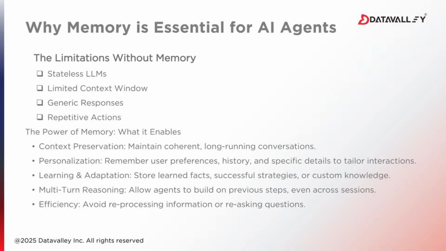Let's begin. Why is memory essential for AI agents? Here, when we talk about limitations, what if there is no memory for agents? Once there is no memory, no data from the internet, then the LLM becomes stateless. Each time you give a prompt, it is processed independently only, right? So it doesn't inherently remember the previous turns in our conversation. That is the first point: stateless LLMs.